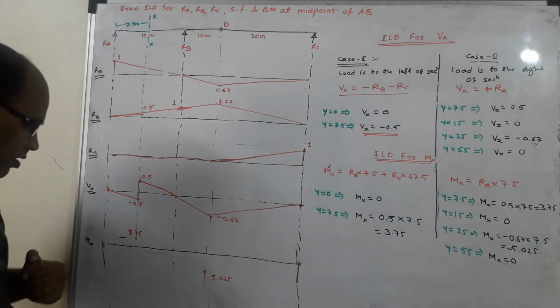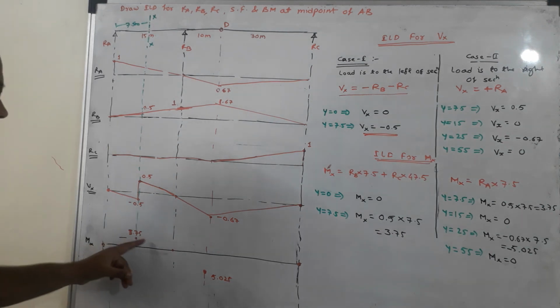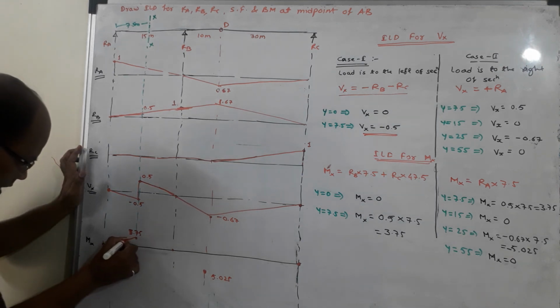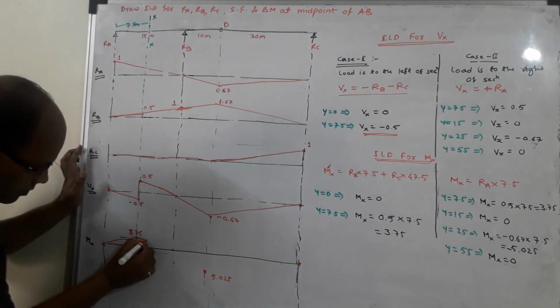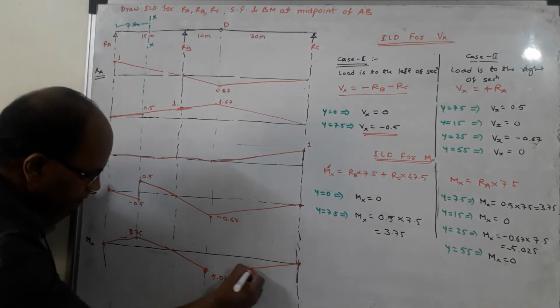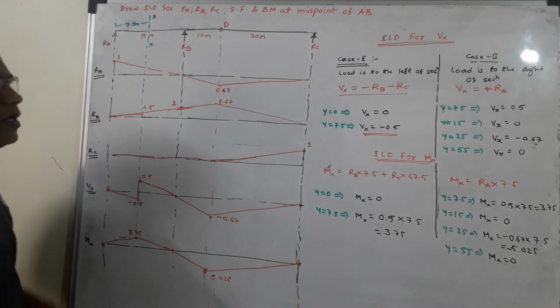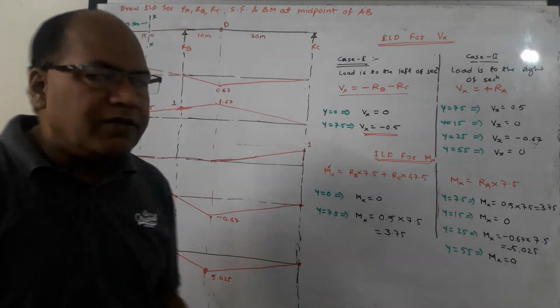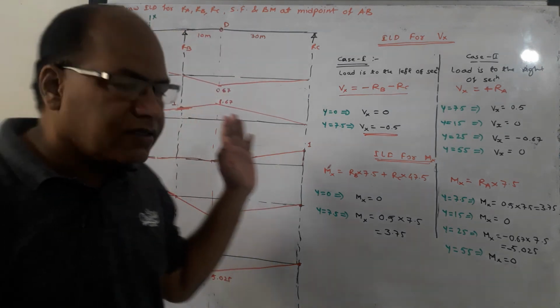So I have plotted all these values, 0, 3.75, 0, minus 5.025. I will have to join these positions. So this is how the ILD for Mx, that is bending moment at section XX, can be drawn.